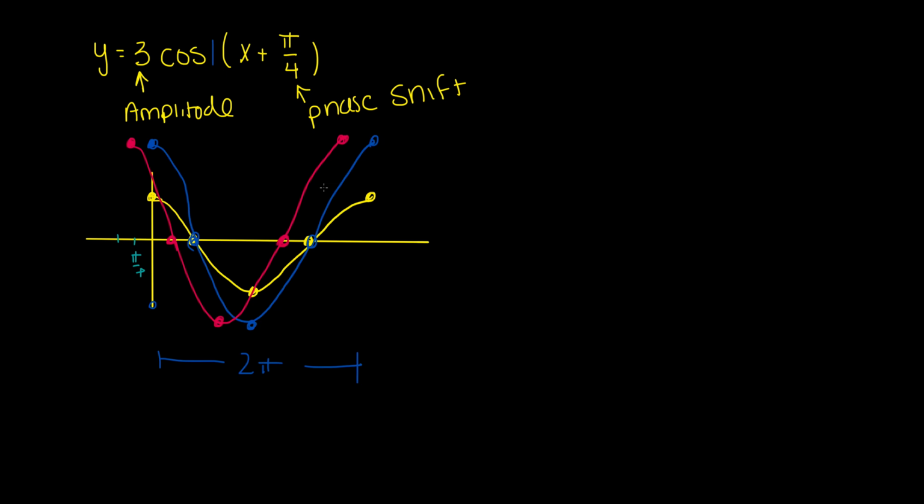Alright guys, so there's a couple of examples of this phase shift. The phase shift is basically taking the periodic function and moving it left or right. It's just that shift that we've seen before, that horizontal shift.